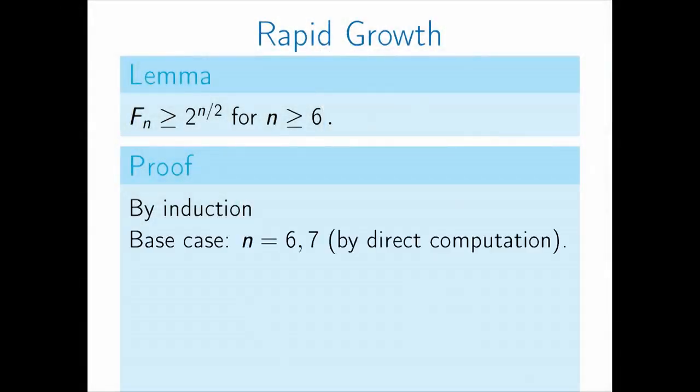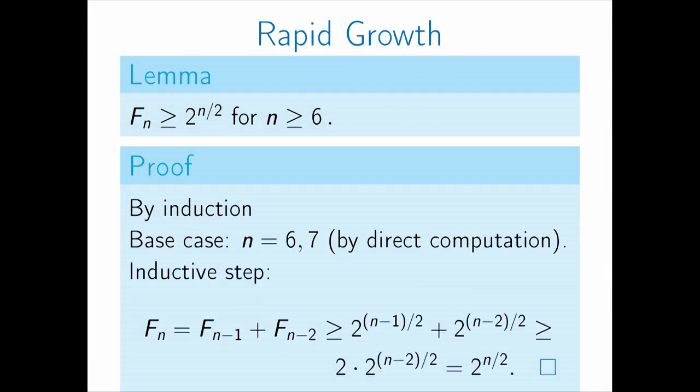You prove this directly for n equals 6 or 7 just by computing the numbers and showing that they're big enough. After that point, F of n is the sum of F(n minus 1) and F(n minus 2). By the inductive hypothesis, you bound that below and do a little bit of arithmetic, and it's bounded below by 2 to the n over 2. So that completes the proof.